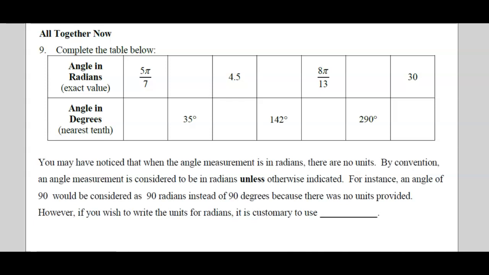So complete the table. So angle in radians, angle in degrees. It says you can use decimals, nearest 10. So here we would go, okay, we've got radians, so I've got to take 5 pi over 7 multiplied by 180 over pi. So those radians divide out and you're left with degrees. So here, pi divides out. Now it does say nearest tenth, so you can get out your calculator if you want, and go 5 times 180 divided by 7.